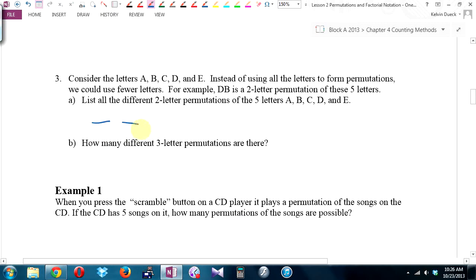How many choices do I have for the first blank? How many letters are in the Scrabble bag? Then? You know what? There's 20 different 2-letter permutations. I'm not going to list them. I'm telling you, there's 20.